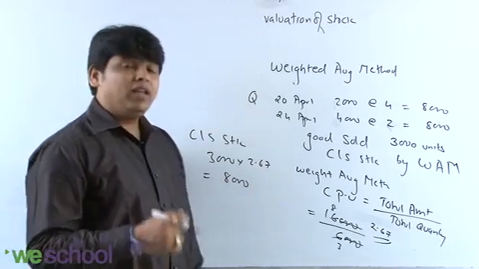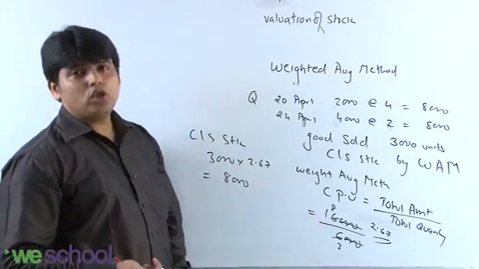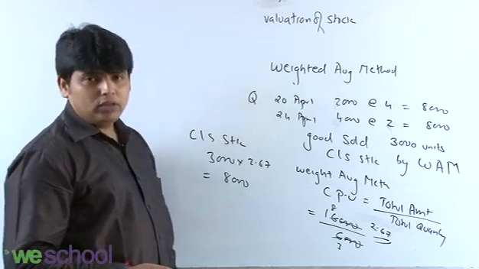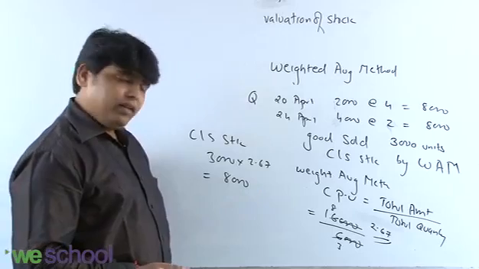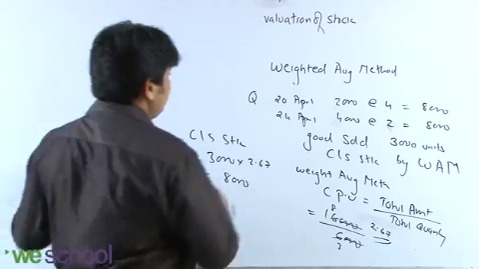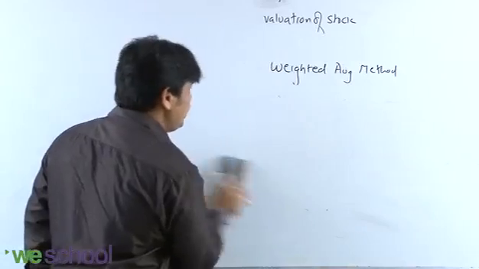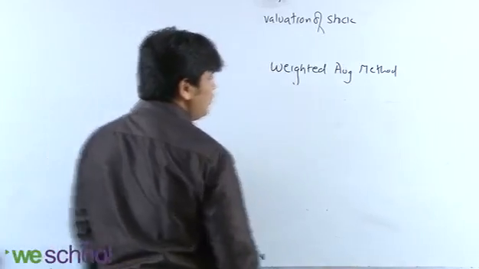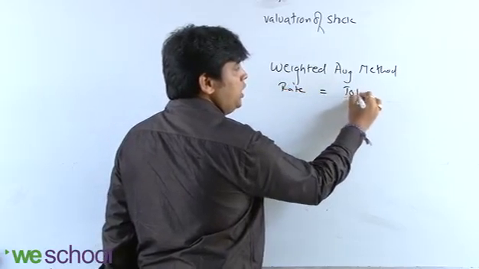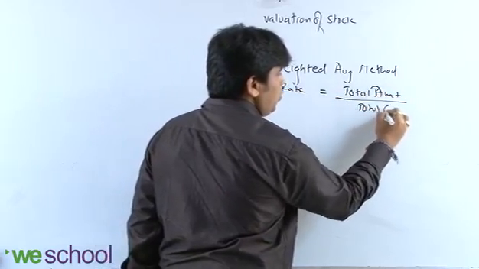So this is how you first calculate the weighted average rate, right? And then multiply it with the remaining stock, that will give you 8,000. Got the point? Easy? Okay, so let us move on to one more example of the same type, in which we will see it more accurately. Since now you know the formula in weighted average method: the formula for rate is equal to total amount divided by total quantity.